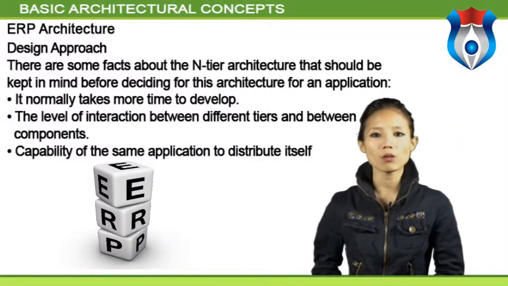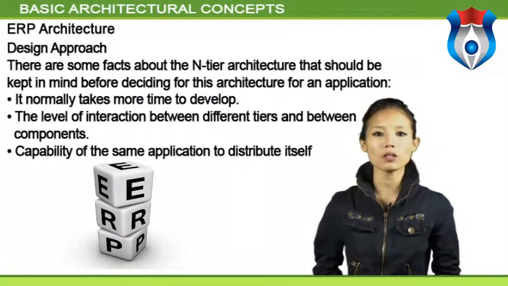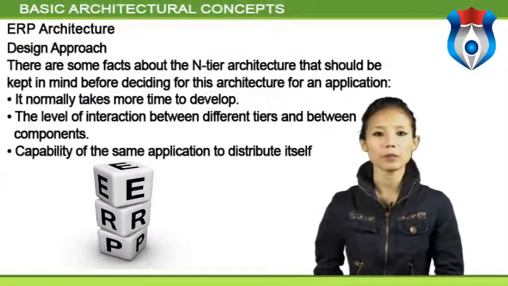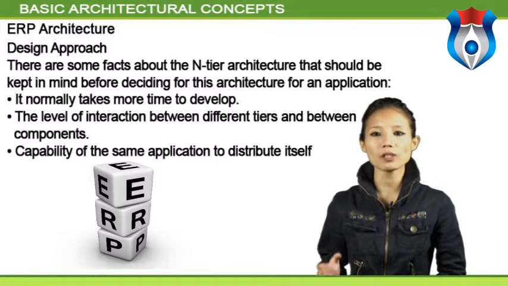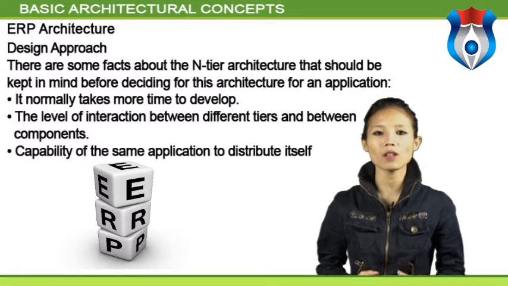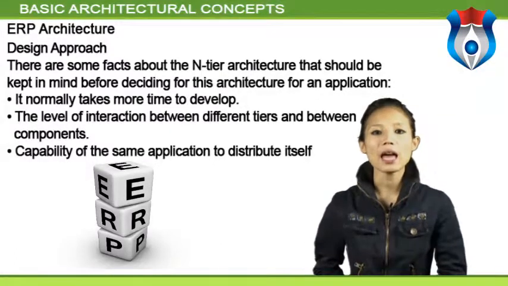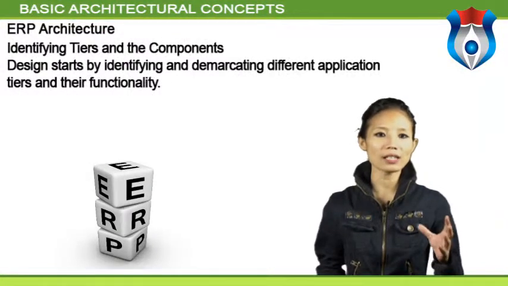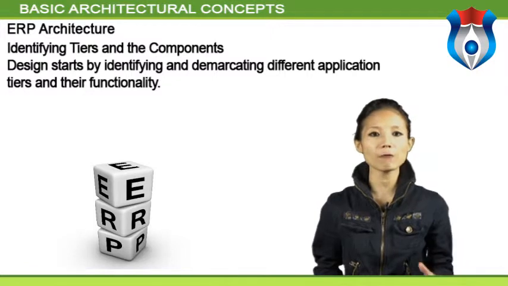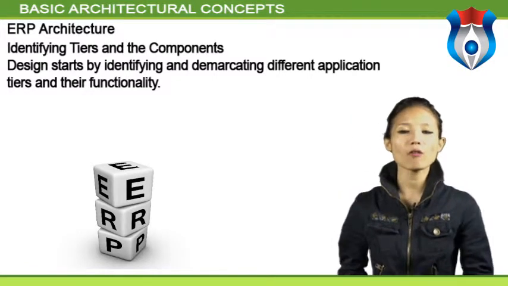The level of interaction between different tiers and between components within a tier increases the path of communication, which may affect response time. At the same time, capability of the same application to distribute itself on different processing machines helps make the best use of processing power. Design starts by identifying and demarcating different application tiers and their functionality.